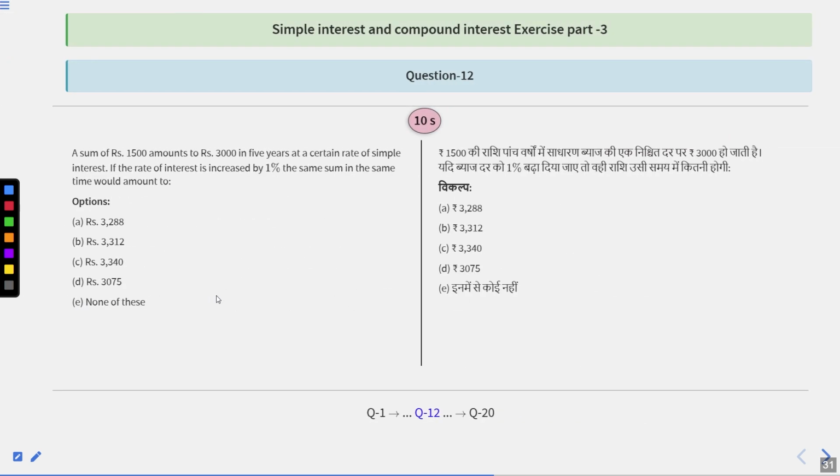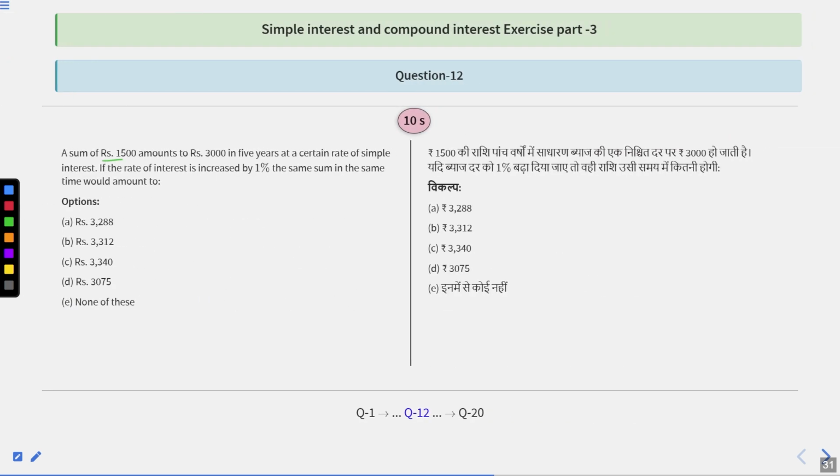Next one. A sum of rupees 1500 amounts to rupees 3000 in 5 years at a certain rate of simple interest. If the rate of interest is increased by 1%, the same sum in the same time would amount to what? You have 5 options and 10 seconds to analyze the question. Your time starts now.